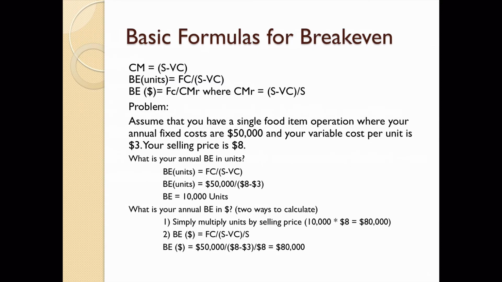Okay, so we're going to go ahead and start running. The first thing we have, if you look up top, is we've got some formulas. Contribution margin, that's CM, is defined as sales minus variable costs. And if we look at our break even in units, we have fixed costs divided by sales minus variable costs, or contribution margin. And if we do our break even in dollars, we have break even equals fixed costs divided by contribution margin ratio, which is sales minus variable cost divided by sales.